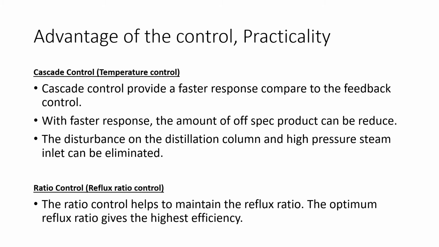The cascade control will be able to provide a faster response compared to the feedback control. With this faster response, the amount of off-spec product can be reduced, which will directly increase the profit of the industry. Besides that, through the use of this cascade control, the disturbance on both the column and the high pressure steam inlet can be eliminated. As for the ratio control, it helps to maintain the reflux ratio at the optimum point. Through the use of this optimum reflux ratio, the fractionating column will be able to achieve the highest efficiency.